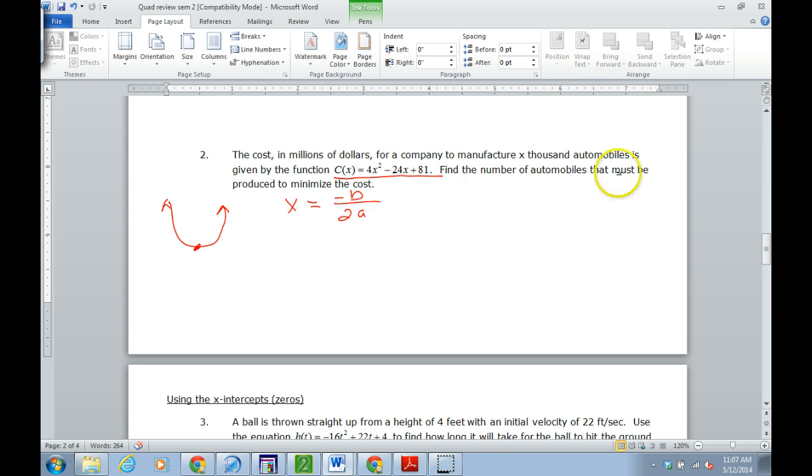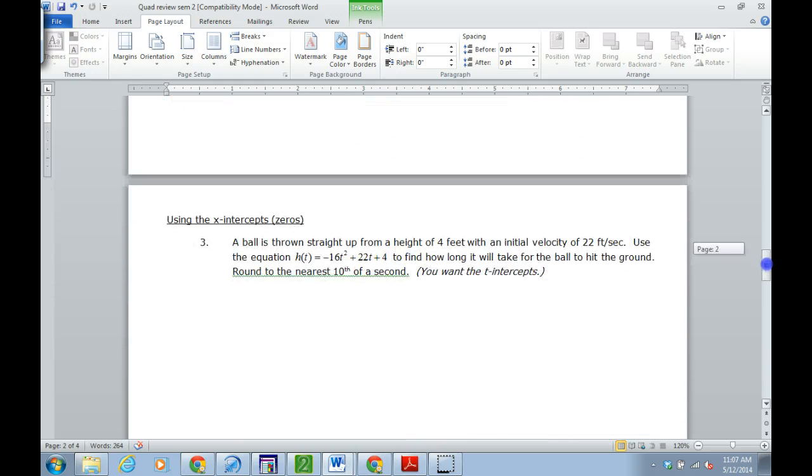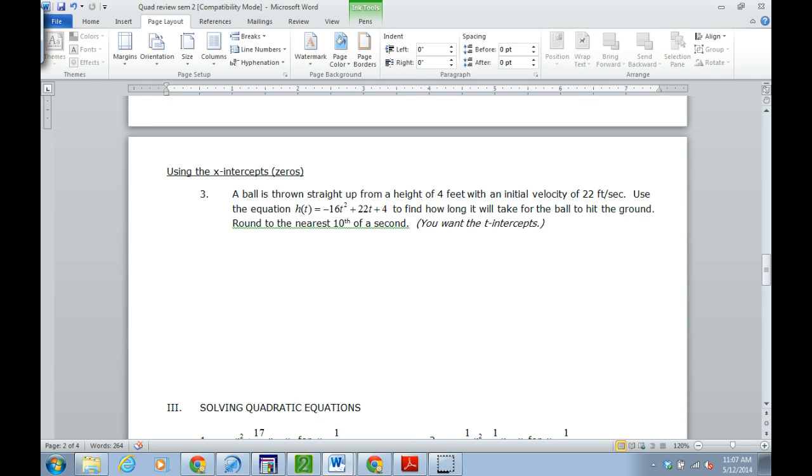All right? So I'm not going to actually walk through this, but you guys can use that to do it, okay? And the next one I wanted just to walk through a little bit was number 3. It says a ball is thrown straight up from a height of 4 feet with an initial velocity of 22 feet per second. So starting at 4 feet, we're going to say right here, that's 4 feet.